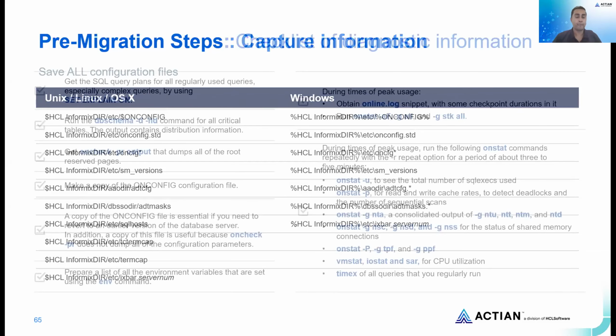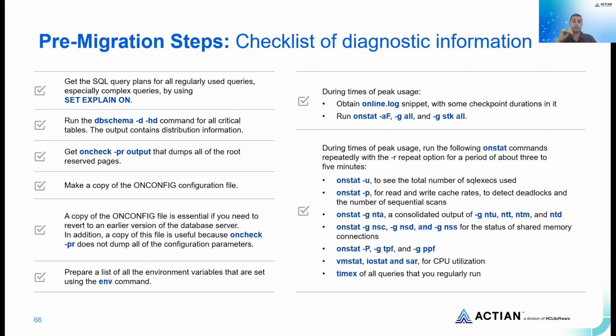Moving on to the next pre-migration step, which is having a checklist of diagnostic information. This allows performance comparison after the upgrade and simplifies troubleshooting if issues arise. Because for now, we took the backup of everything, and this is going to make sure we can also do a performance comparison. Start by collecting SQL query plans for regularly used and complex queries, such as using SET EXPLAIN ON that you see here. This provides a reference point to validate optimizer behavior post-migration.